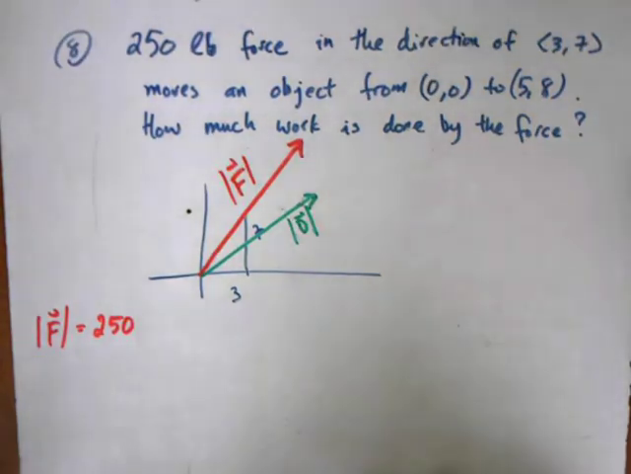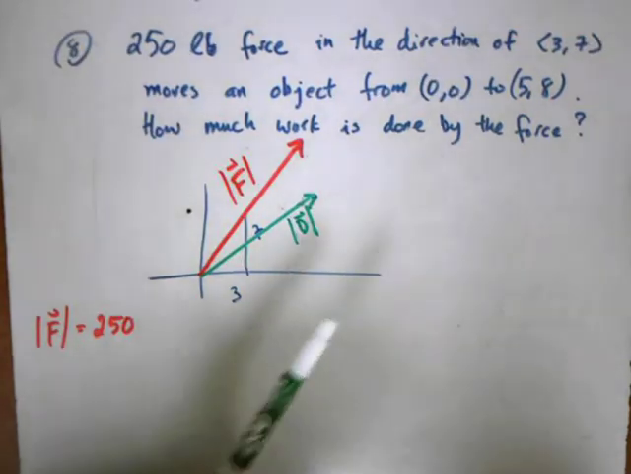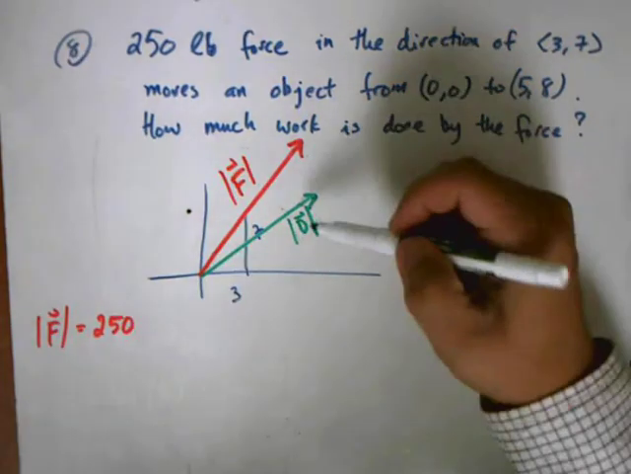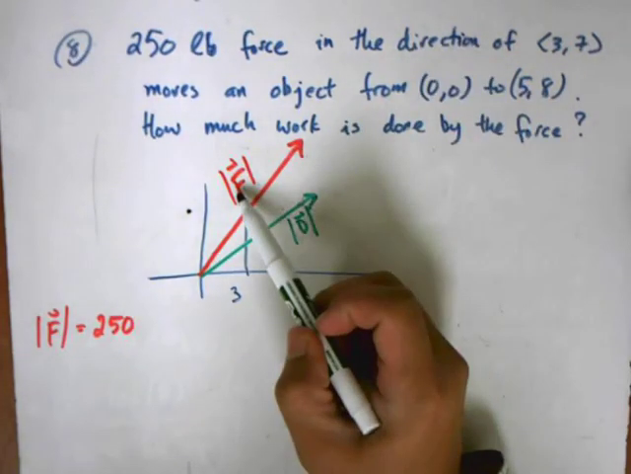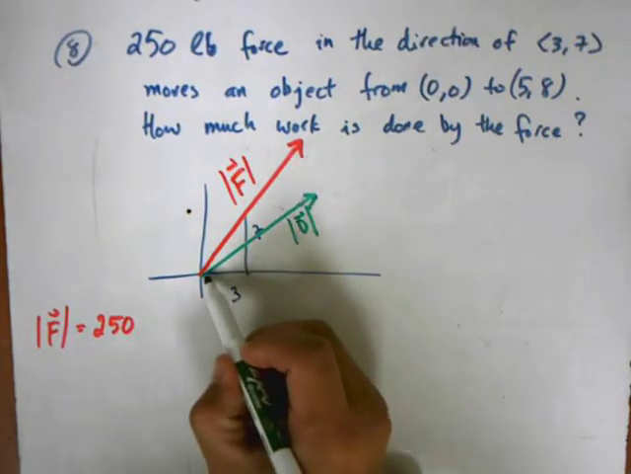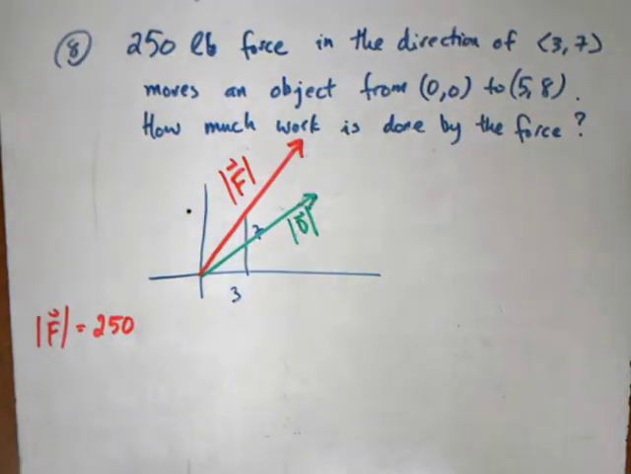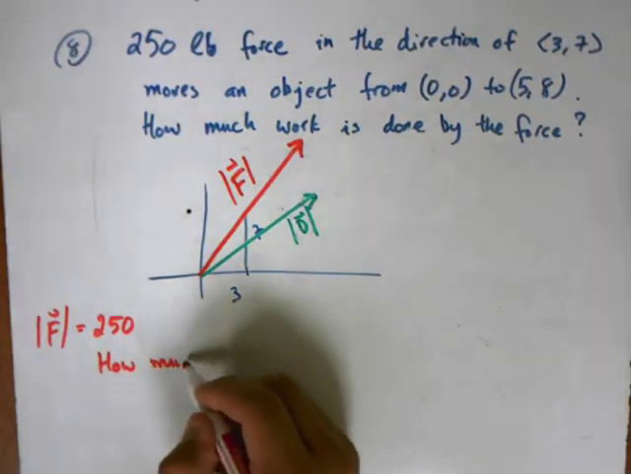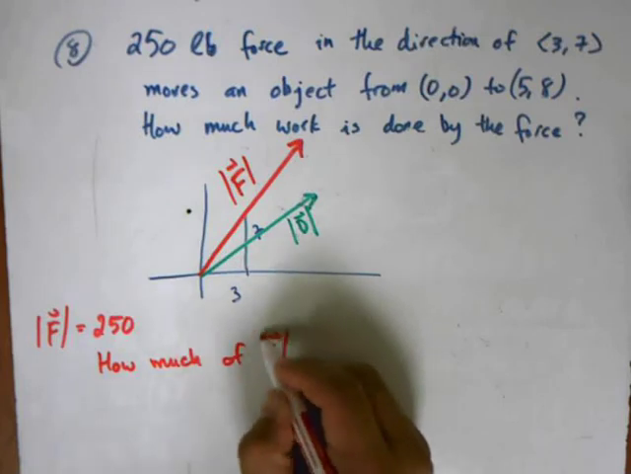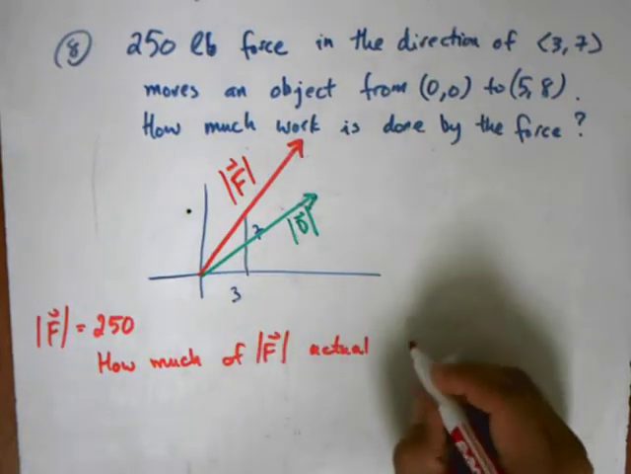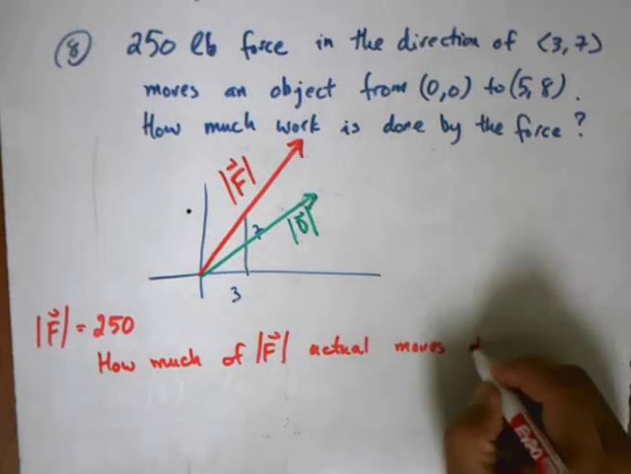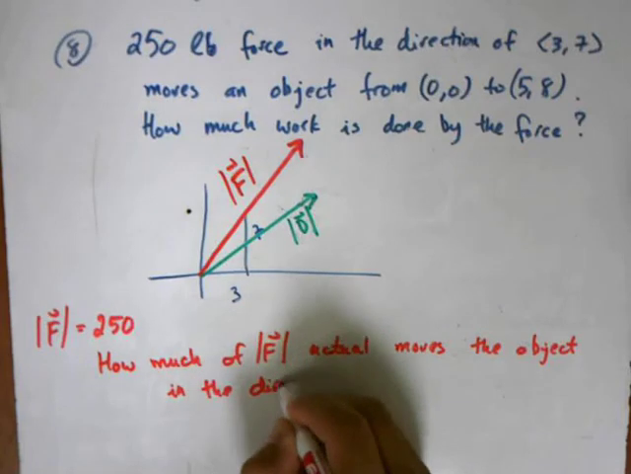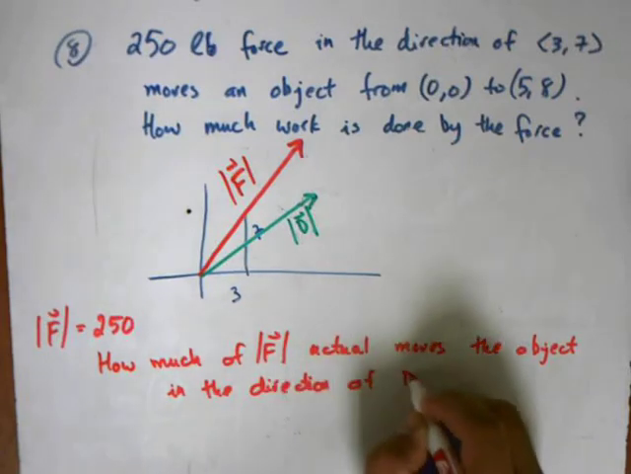Now, we have to be very careful here because it isn't so simple as just taking these two and multiplying them together, because only some of this force is actually effective. So what we need to do is do a little bit of work here, and we need to figure out how much of F actually moves the object in the direction of D.